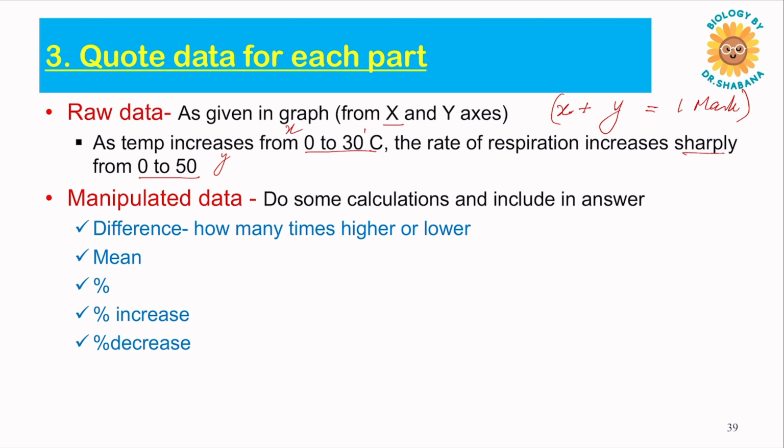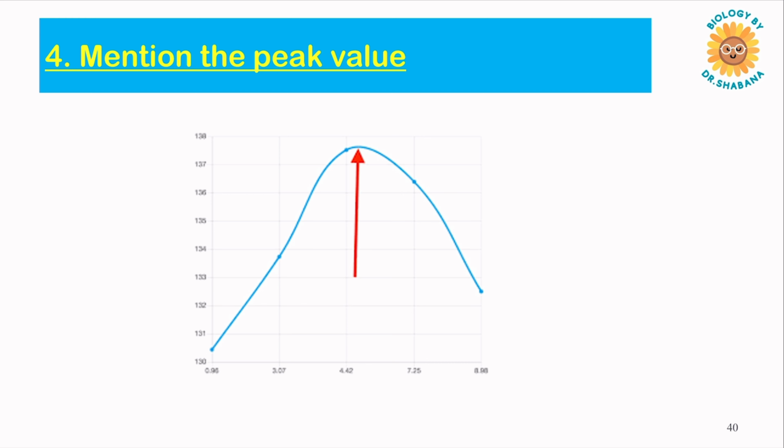Now if you want to get more marks, you want to show the examiner that you're smarter, you can do some minor calculations. This is termed manipulated data. You do some calculations and put them in your answer. For example, it increased from this point to this point, so you subtract the 2 values, you get a difference. This is decreased by or increased by, giving a single number. Or you can calculate a mean. You can take out a percentage increase or percentage decrease. And you can mention the peak value, for example, at this value it peaks at this.